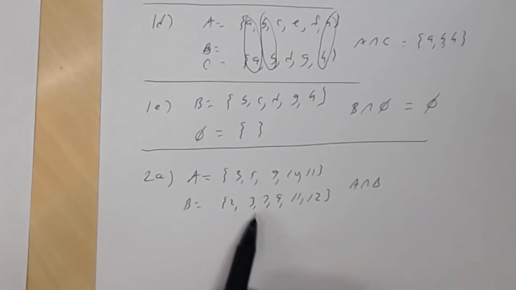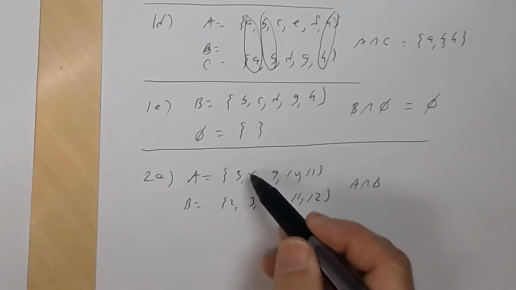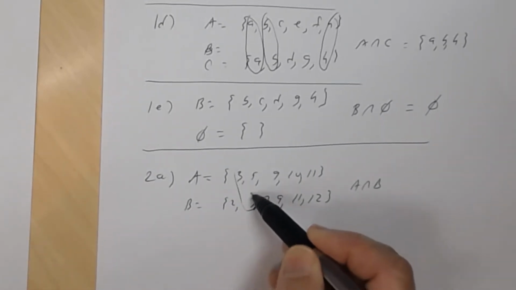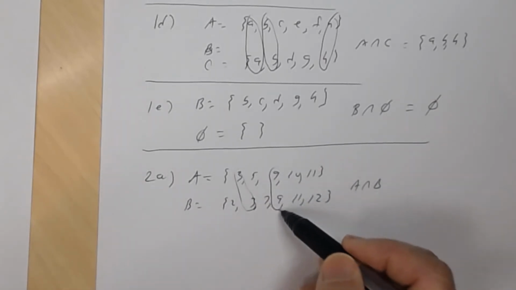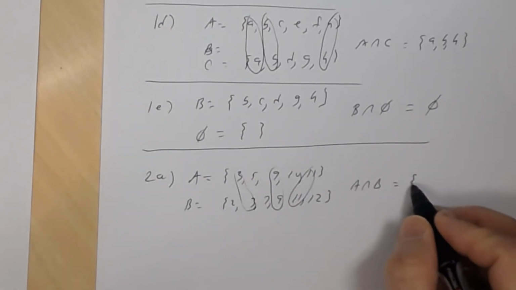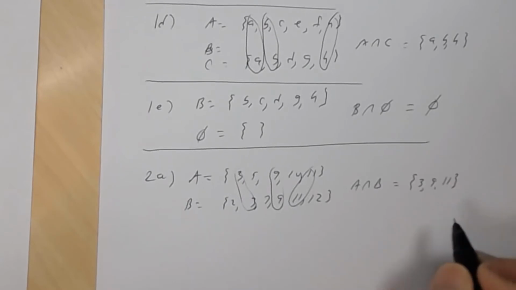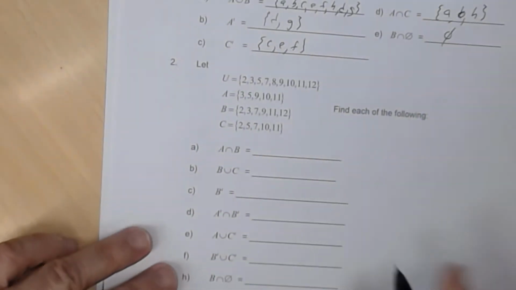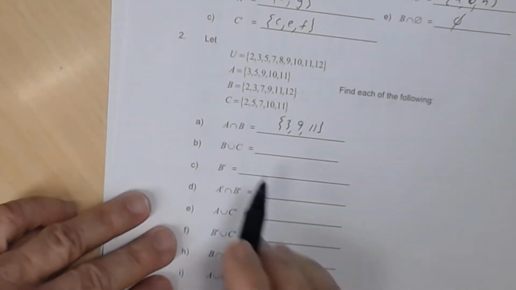So what do these two sets have in common? Remember that you're looking for the intersections, what they have in common. They have 3 in common, right? They don't have 5, they have 9, and they have 11. So 3, 9, 11. Here's how you get it right: you have to write it as 3, 9, 11 with braces. So that's going to go here. 3, 9, and 11. All right, next one's the union.